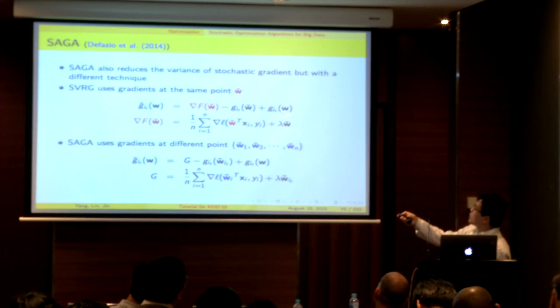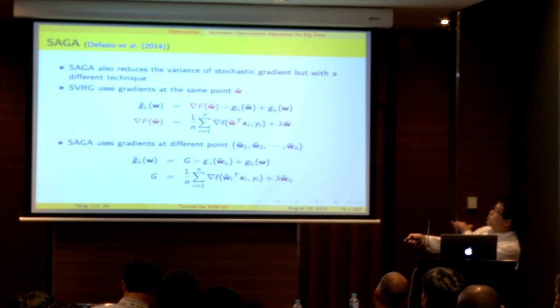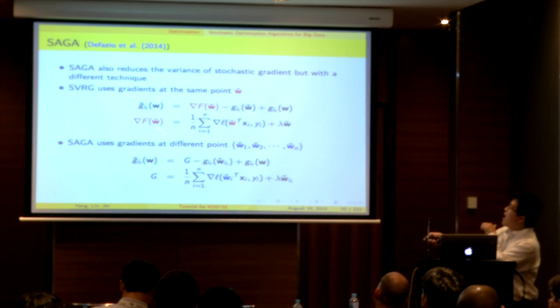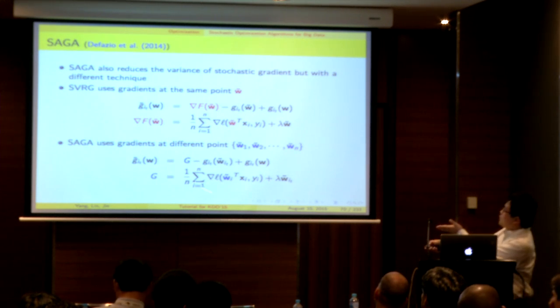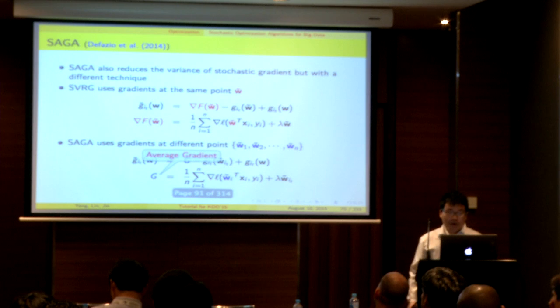If you look at the gradient step, it's calculated in the same way. They need a regular stochastic gradient and a variance reducing correcting term. The difference is that this one uses the full gradient at the reference point, and this one uses the gradient of the loss function at different solution points. And that's why they call it SAGA, the average gradient, because G is by definition an average of these gradients.